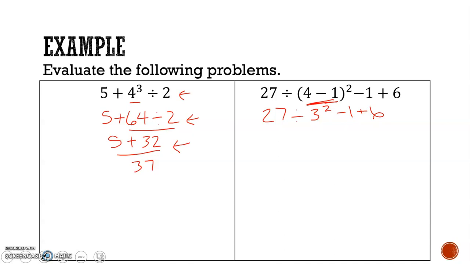Alright, order of operations next tells me to do exponents, so that means 3 squared. 3 squared means 3 times 3, and 3 times 3 is 9, so bring down the 27 divided by, bring down the minus 1, bring down the plus 6. Okay, now I have to choose between dividing, subtracting, and adding, and so dividing comes first. So 27 divided by 9 is 3. Bring down the minus 1 plus 6.